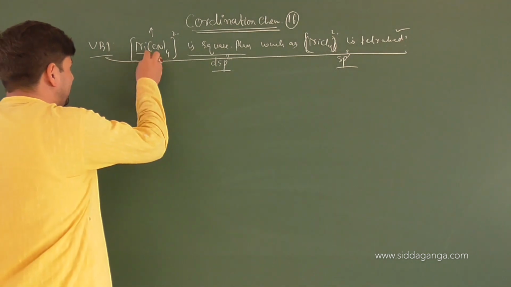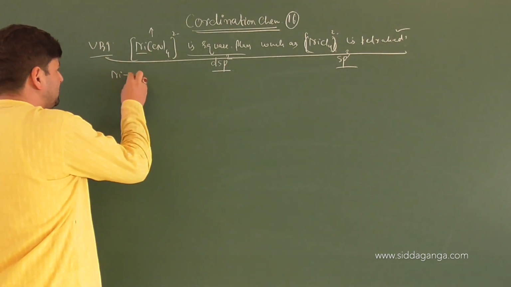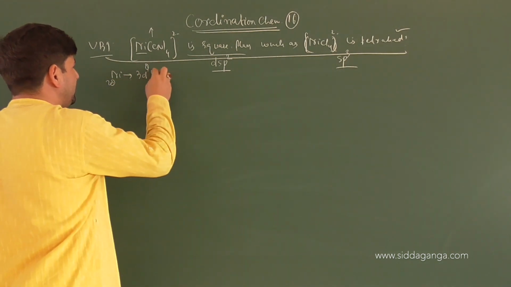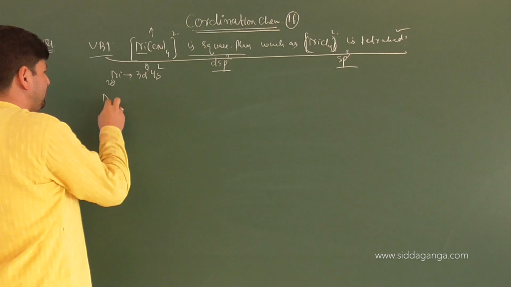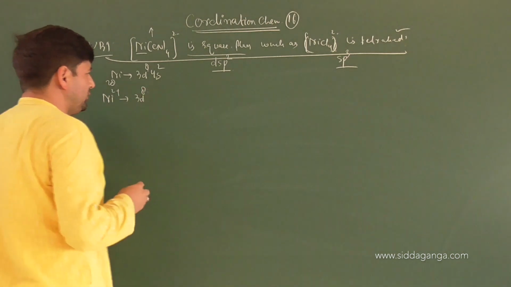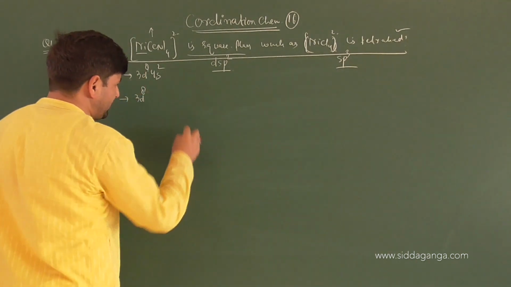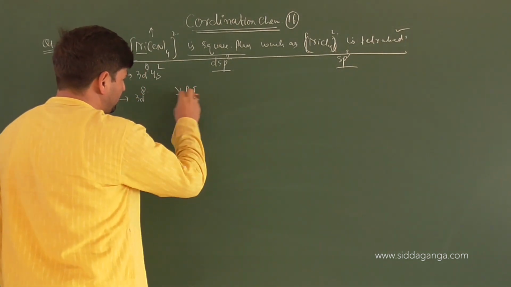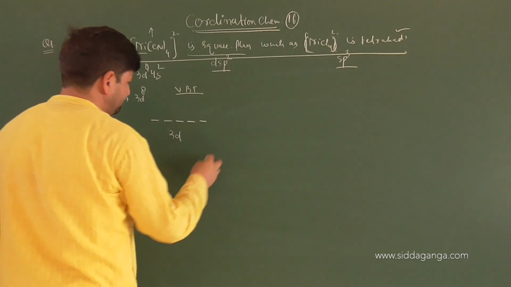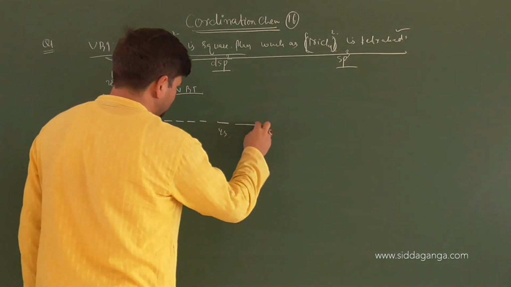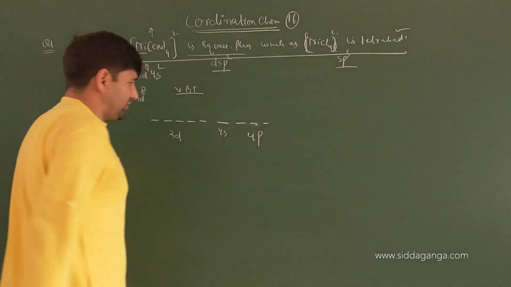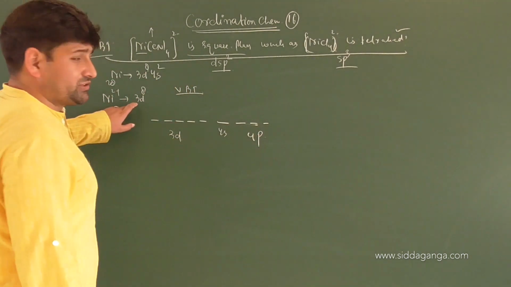According to that, we have nickel, atomic number 28. So the outermost electronic configuration will be 3d8 4s2, right? And when it is nickel 2 plus in the complex, it will be 3d8. We will use valence bond theory. So we'll have 1, 2, 3, 4, 5. This is 3d. Then this is 4s. Then 1, 2, 3. This is 4p. Correct or not?